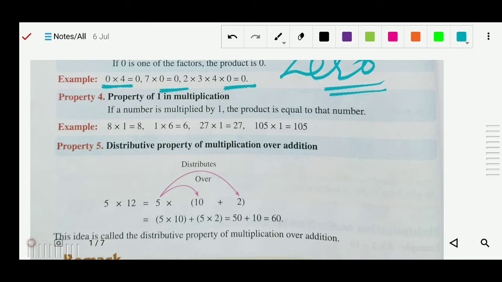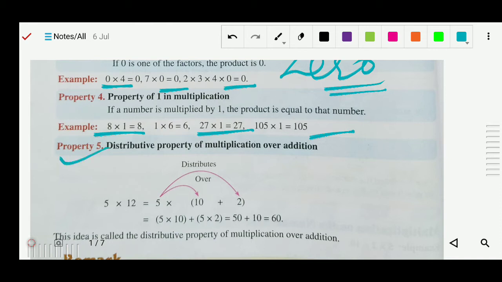When you multiply any number by 1, you will get the number itself, the same number. Here you see, 8 into 1, what are you getting? The same number. 27 into 1, the same number. 105 into 1, you are getting the same number. So when you multiply by 1, the product is the same number, itself.